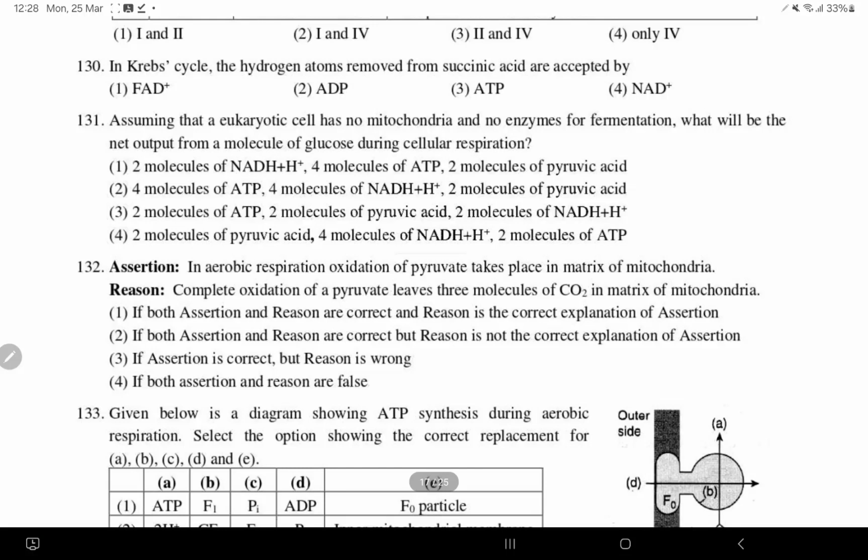Sorry, it's 2 molecules of NADH plus H plus. It is option 3: 2 molecules of ATP, 2 molecules of pyruvic acid, 2 molecules of NADH plus H plus, option 3.